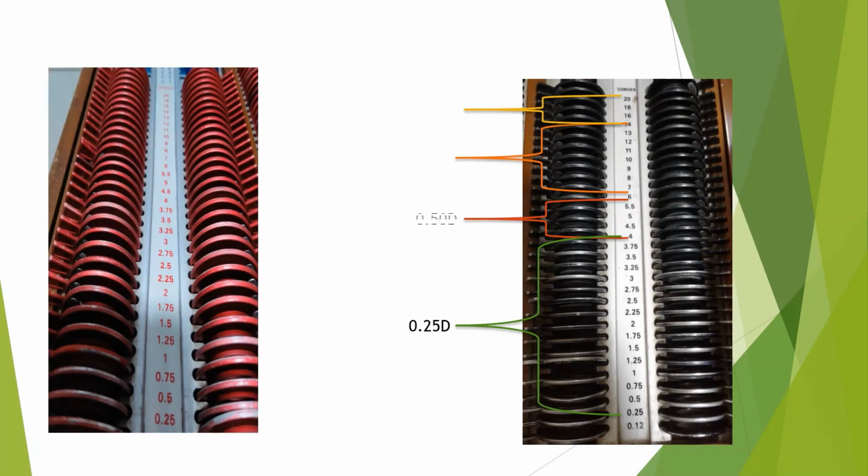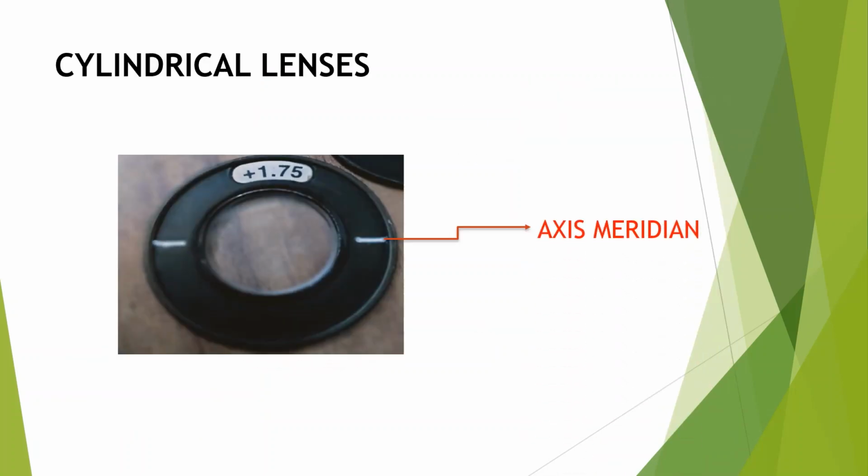Spherical lenses power ranges from 0.12 to 20 diopters with an increment of 0.25 diopters up to the value of 4 diopter, an increment of 0.50 diopters up to the value of 6 diopter, an increment of 1 diopter up to the value of 14 diopters, and finally an increment of 2 diopters up to the value of 20 diopters. Next component is cylindrical lens.